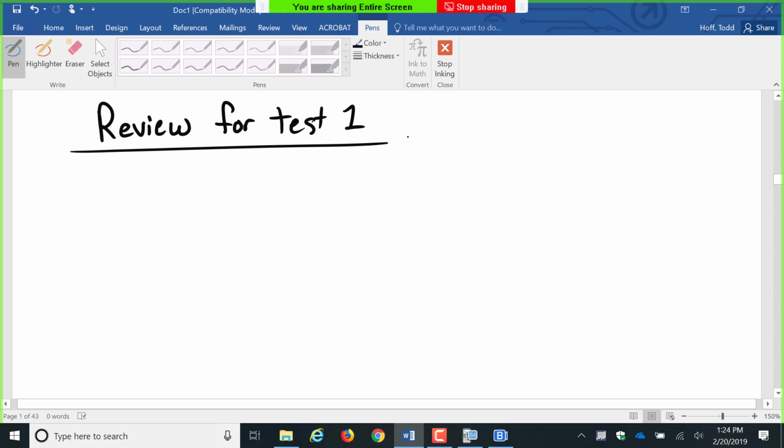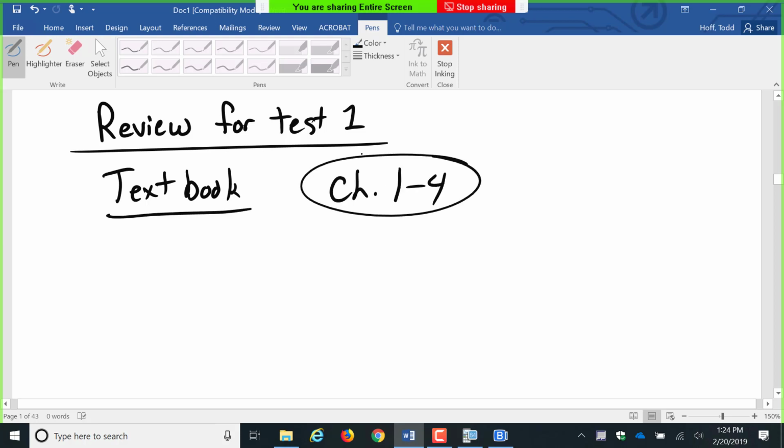What I'm going to do is just list topics that are going to be on test 1. Test 1 in the textbook is basically chapters 1 through 4. We are pretty much going right in order in the textbook, so if you go up to systems of equations in the table of contents, that's where we're at. So, things to study, topics that will be fair game for the test.